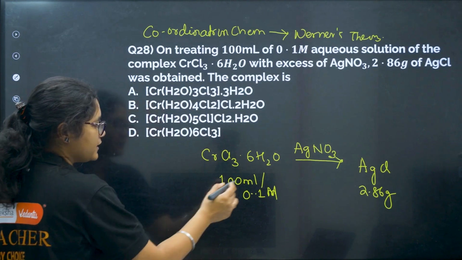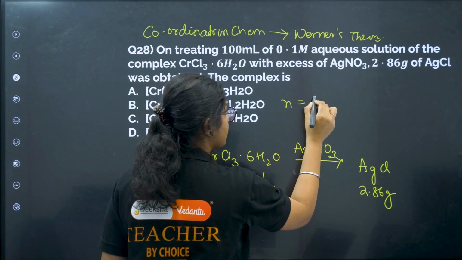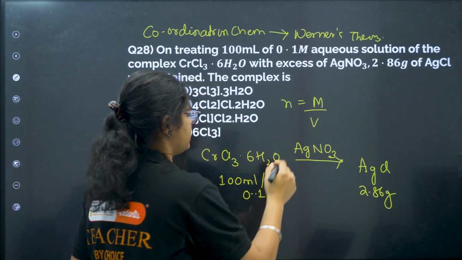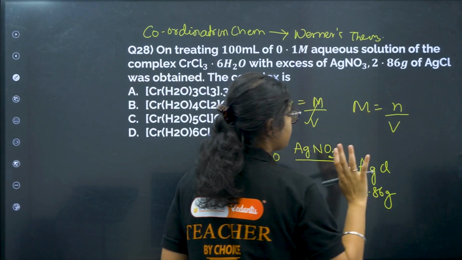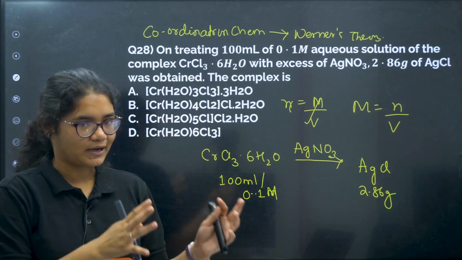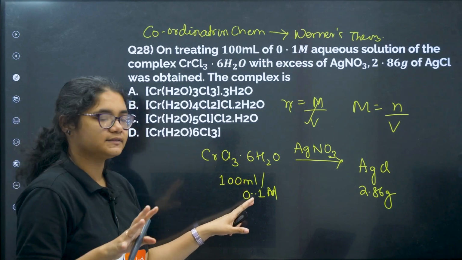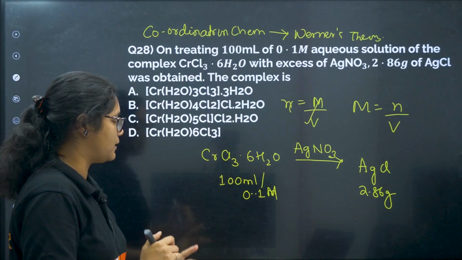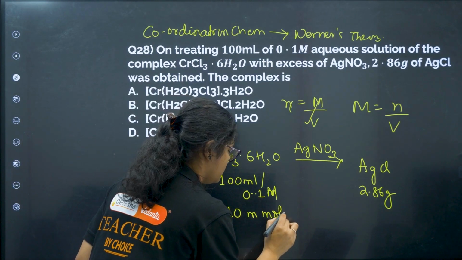So now let us find the number of moles of the complex. You know the formula: molarity is equal to number of moles by volume. So if I want to calculate the number of moles, it will be molarity into volume. Volume is 100 ml, molarity is 0.1 M. If I multiply this, I'll get 10 millimoles, right?